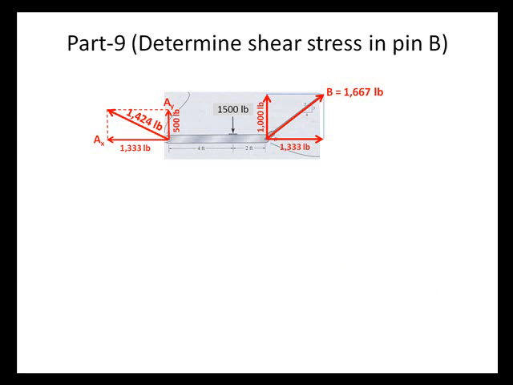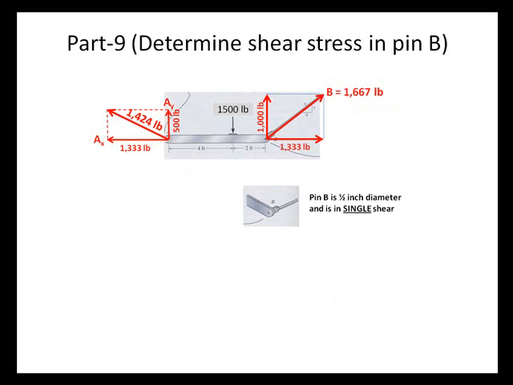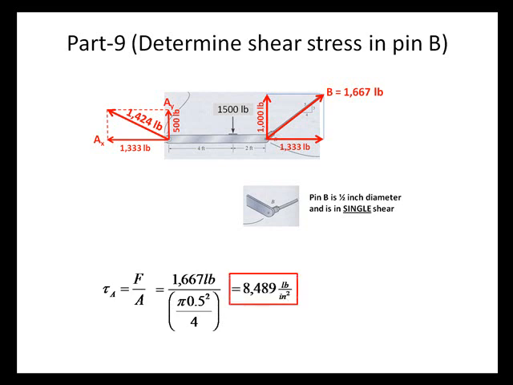Part 9. Determine the shear stress in pin B. Well, we notice that pin B is only in single shear, so the force divided by the area will give us that shear stress. Force of 1,667 pounds divided by the area of the pin results in 8,489 psi of stress. Give yourself 1 point if you got that right.